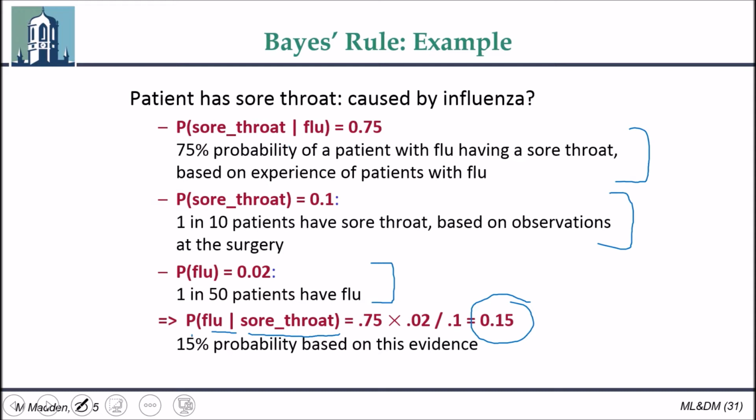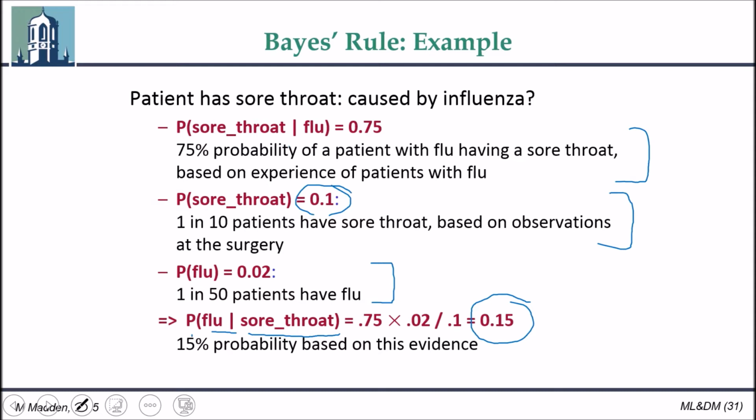And that stands to reason from the numbers I have here, because I've already said that 10% of my patients show up with a sore throat, but only 1 in 50 of my patients have the flu. So there are a lot of people showing up who have sore throats and do not have the flu. That's why the probability of the flu, given that you've got a sore throat, is only 15%.